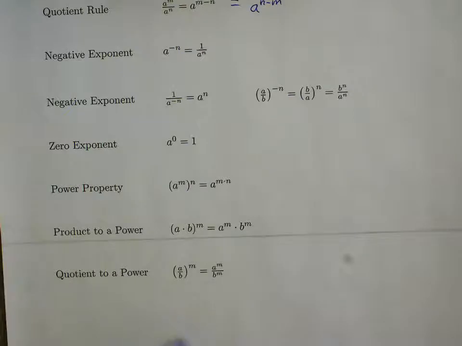And then finally, a quotient to a power. We already applied this once today, but if you have A over B raised to the power M, you can write it as A to the M divided by B to the M. Okay, we'll continue practicing simplifying various expressions.